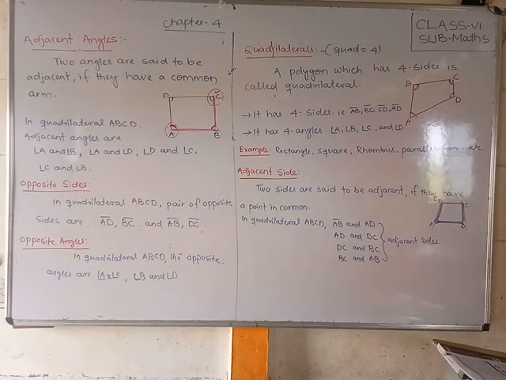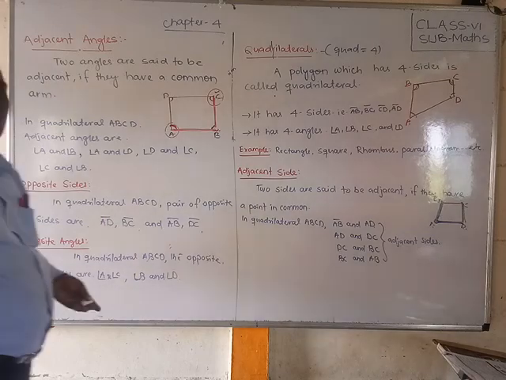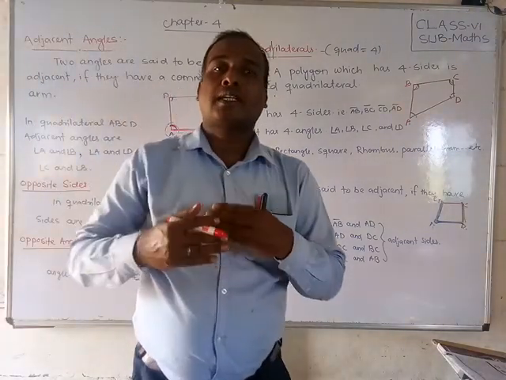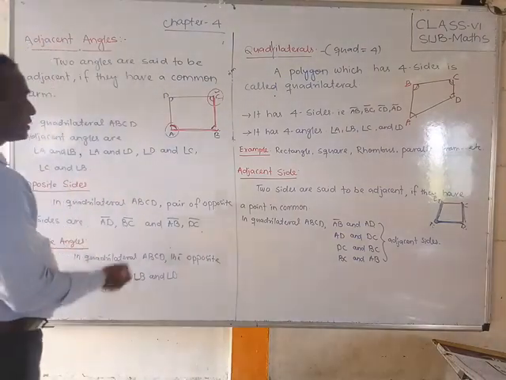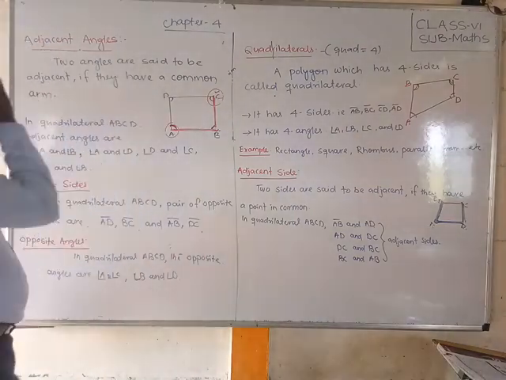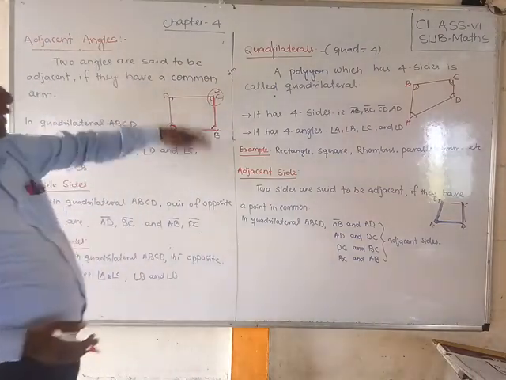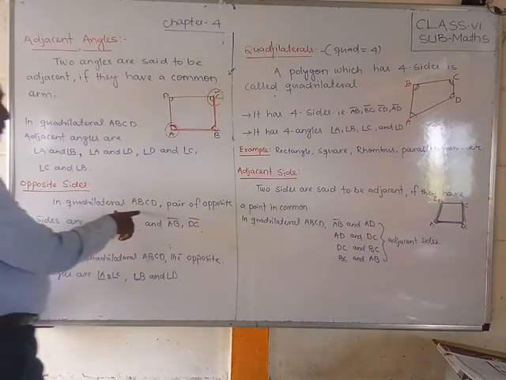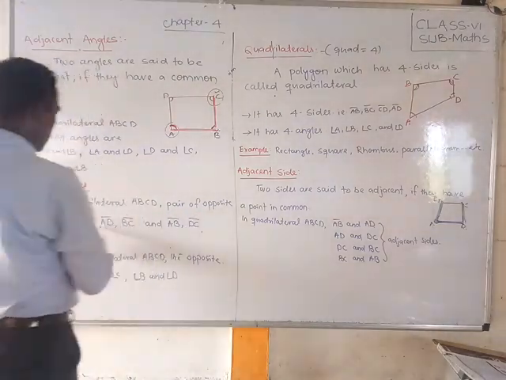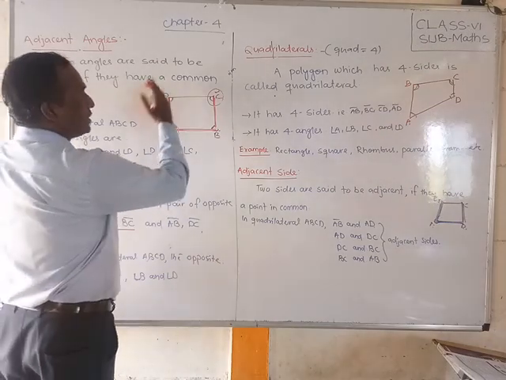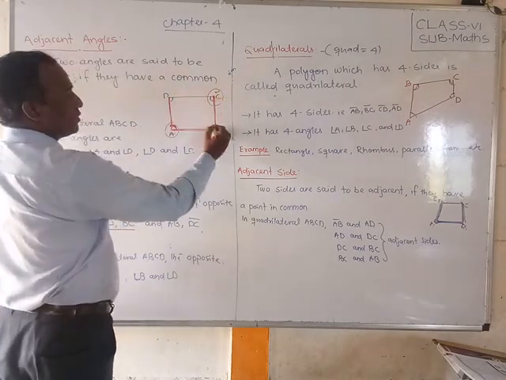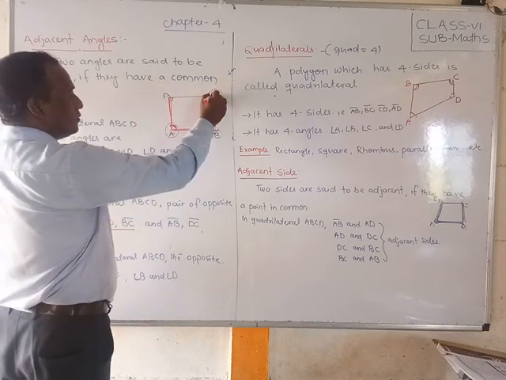Now, friends, we will study opposite sides. Opposite sides means the sides that are in front of each other. Observe those pairs. In a quadrilateral ABCD, a pair of opposite sides is AD and BC. AD's opposite side, that means in front of it, is BC.